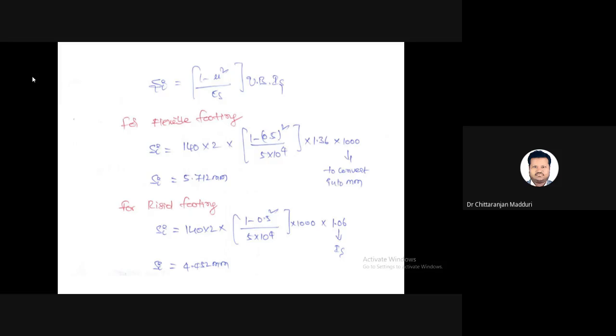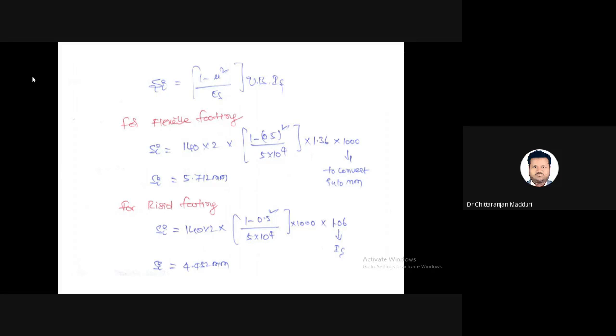The formula for immediate settlement is equal to q B, into 1 minus mu square, by Es, into Is. So for flexible footing, q, 140 kilonewtons per meter square, is the net foundation pressure. Width of the footing is 2 meters. Poisson's ratio is 0.5, so 1 minus 0.5 square, divided by E, which is 5 into 10 power 4, into 1.36, the influencing factor for flexible footing.